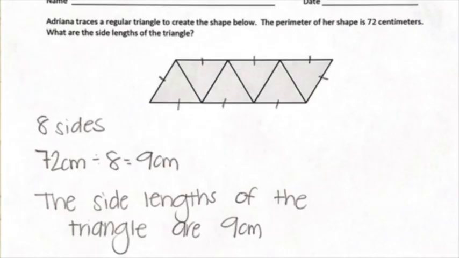Adriana traces a regular triangle to create the shape below. The perimeter of her shape is 72 centimeters. What are the side lengths of the triangle?